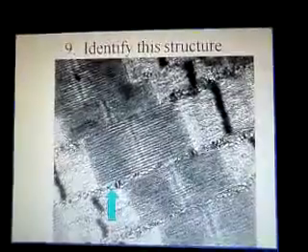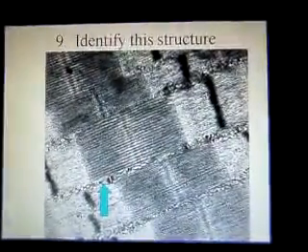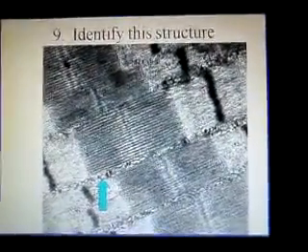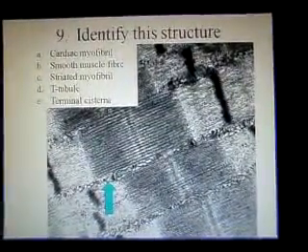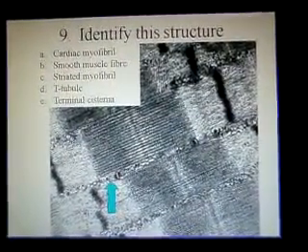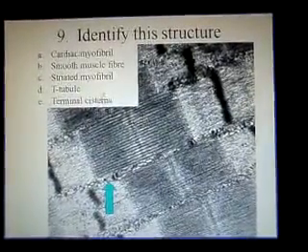Longitudinal section. A striated muscle, two Z lines over here. We're looking at the smooth endoplasmic reticulum, the sarcoplasmic reticulum. This is a T-tubule. That is a membrane. It's a terminal system.